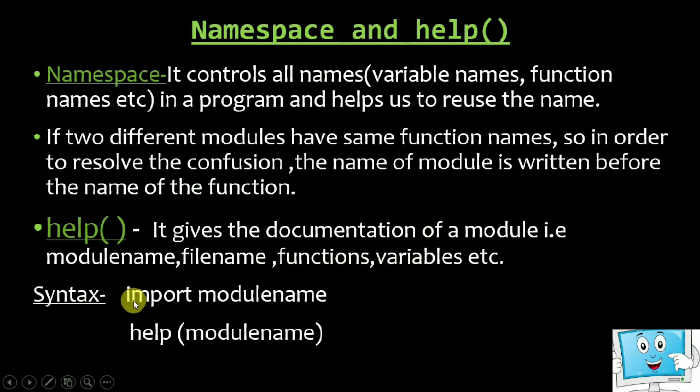Now the syntax to use the help function is the import keyword, then the name of the module. Then in the next line give the help keyword and in the parenthesis write down the name of the module. If you want to see all the keywords which are used in Python, you can simply give the statement help and in the parenthesis keyword in order to see all the keywords. You can type this in the interactive mode as well.